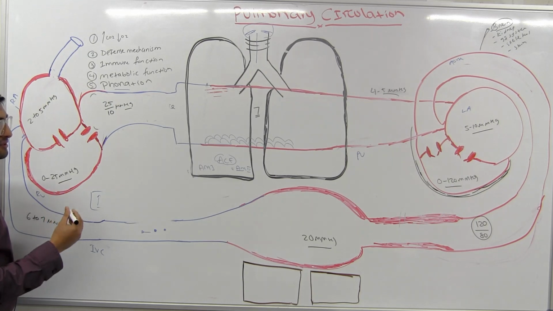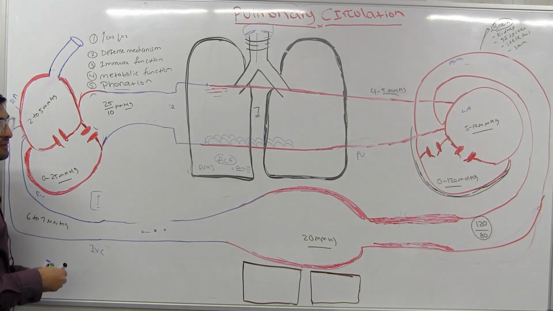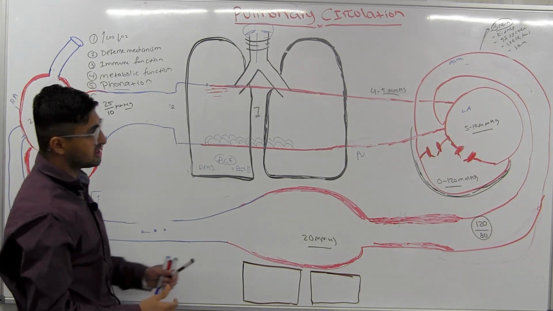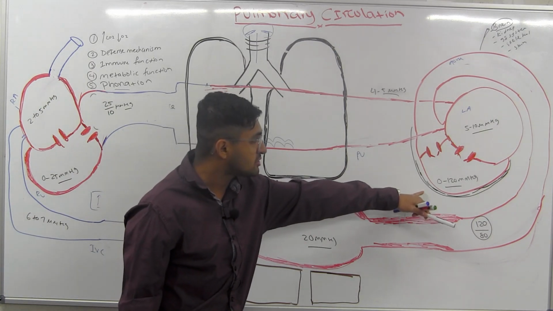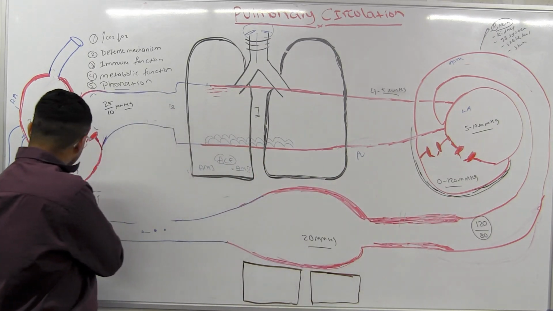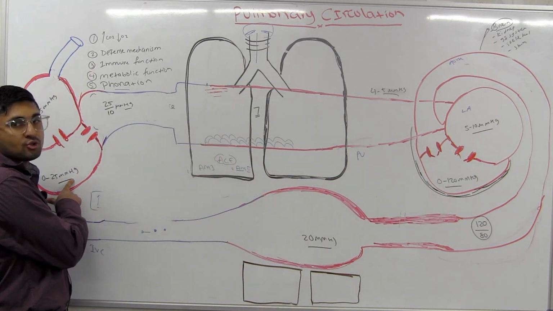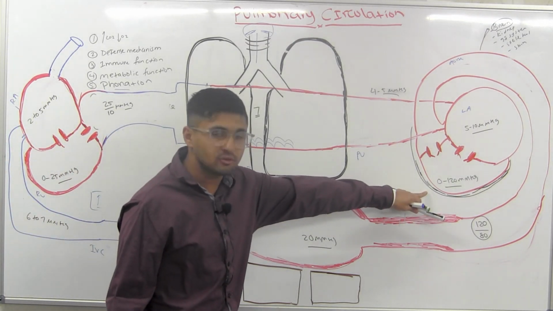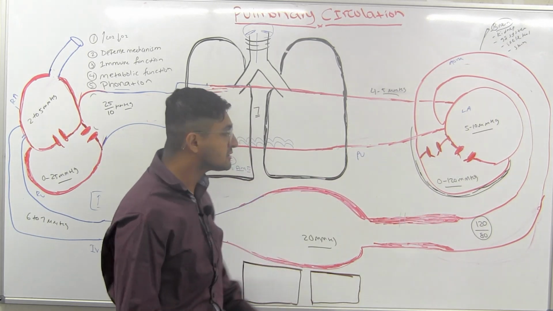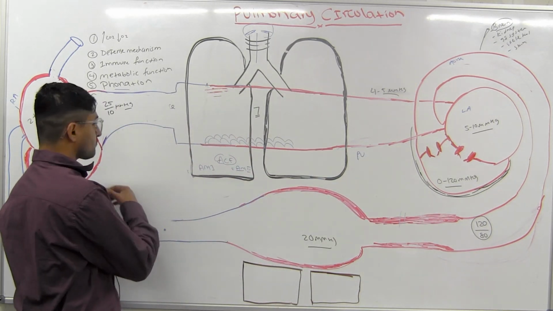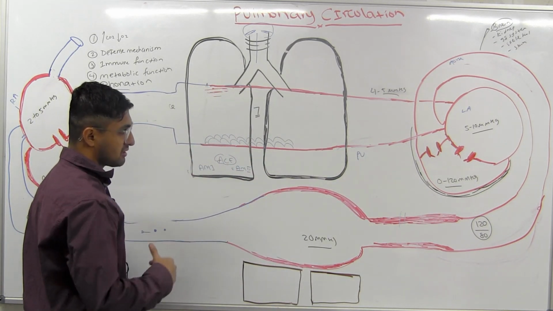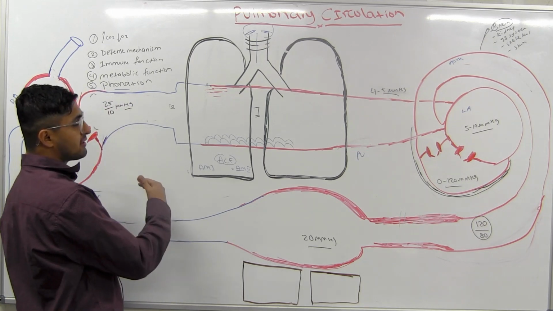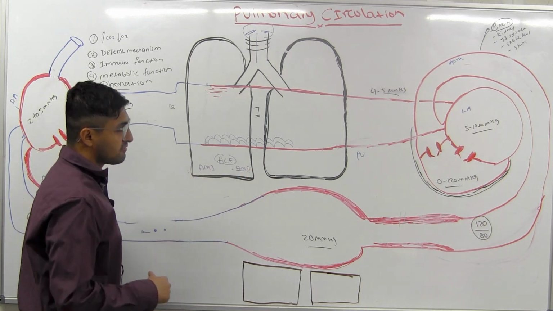Because of the thicker wall, they are able to generate higher pressure. Your left ventricle is able to generate higher pressure, up to 120, but your right ventricle is only able to generate a pressure of about 25, okay? So the left ventricle is a thicker-walled system, while the right ventricle is a lot thinner compared to your left ventricle, right?